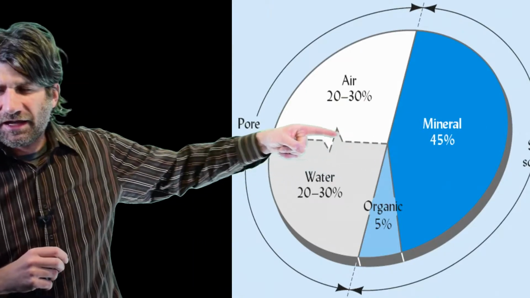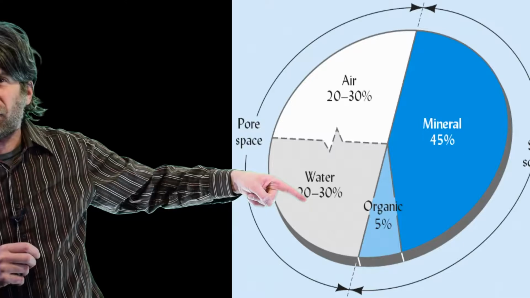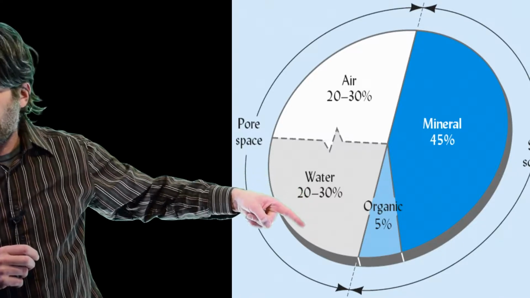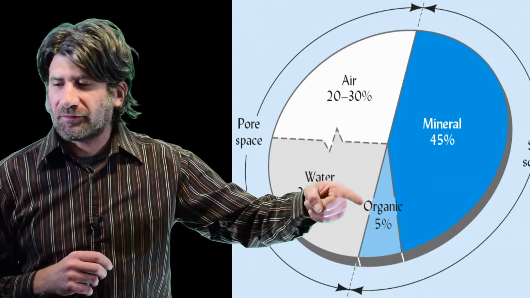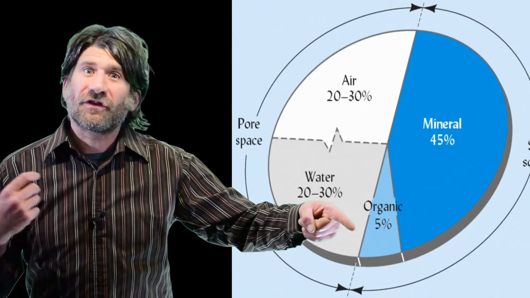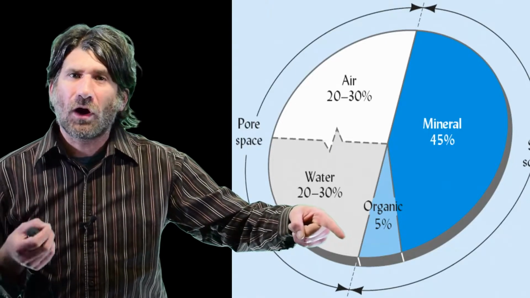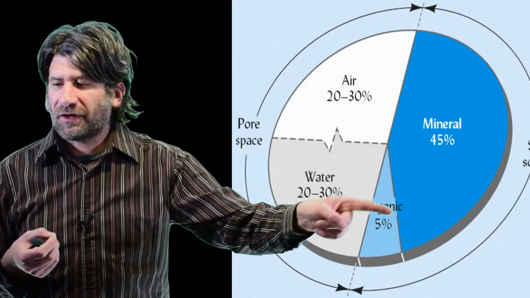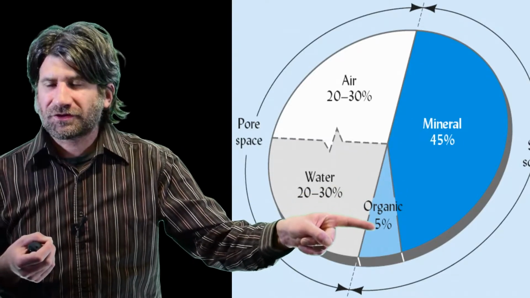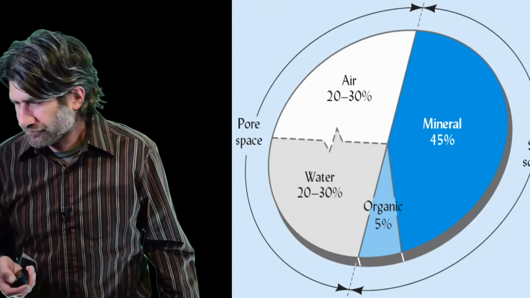And then we're going to have water, and depending on if your soil is in a desert or in a forest, you're going to have varying amounts of water. And then finally, you're going to have some organic material as well. And now that depends on, again, where you are with that soil. If it's a desert soil, it's going to have very little organic material compared to, say, a forest soil.